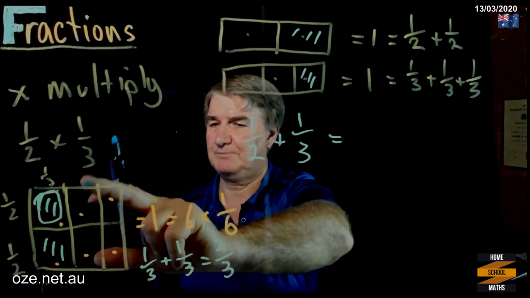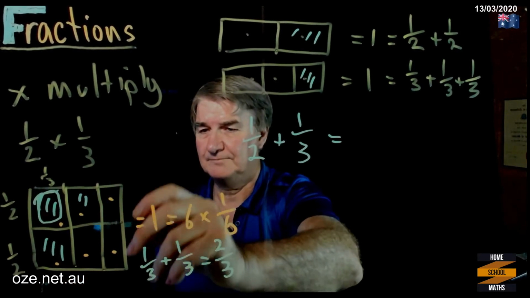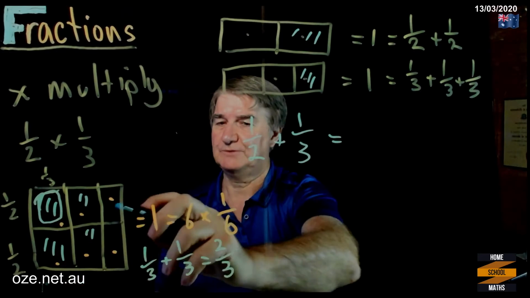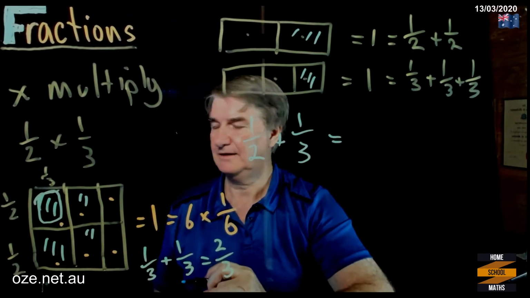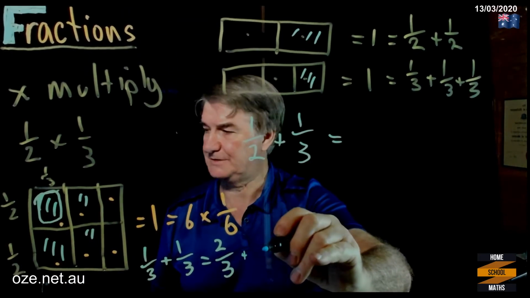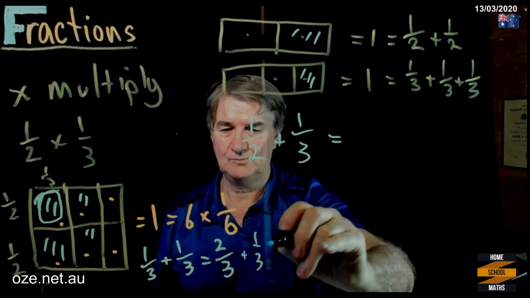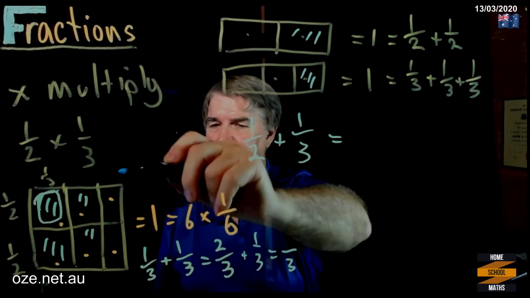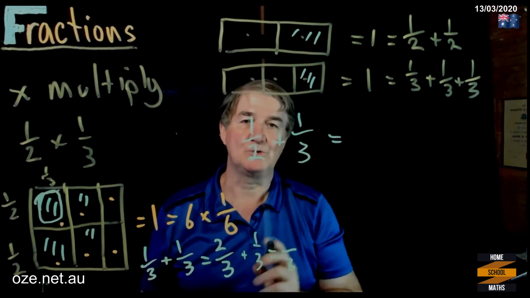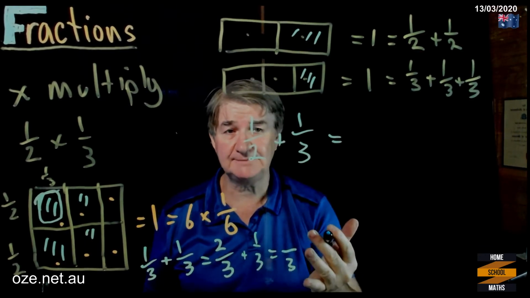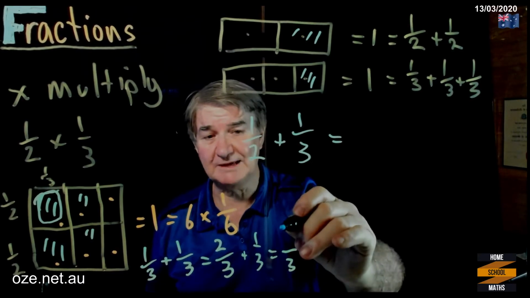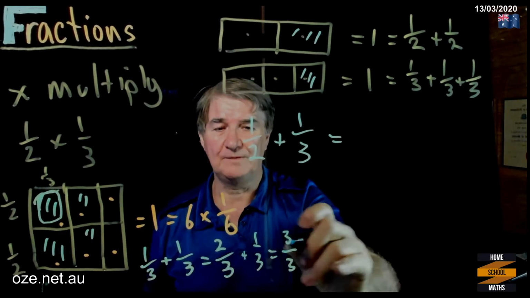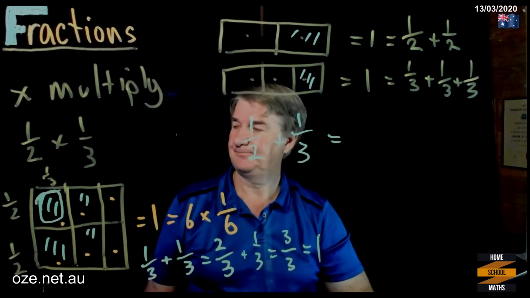Right, 1/3 plus another third is equal to 2 parts in 3. And of course, if we added another third to that, what would that be? How many thirds would we have if we had those 2 plus 1? So 2 plus 1 is 3. So that is all equal to 1.